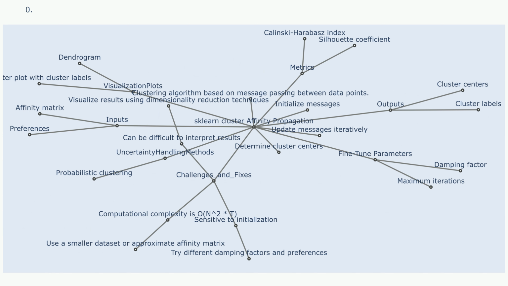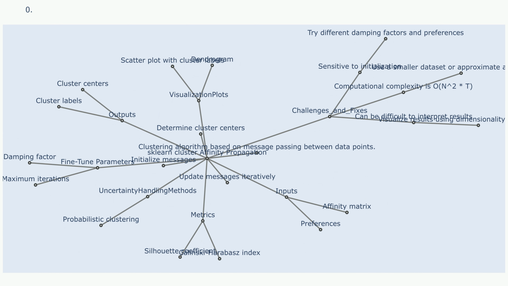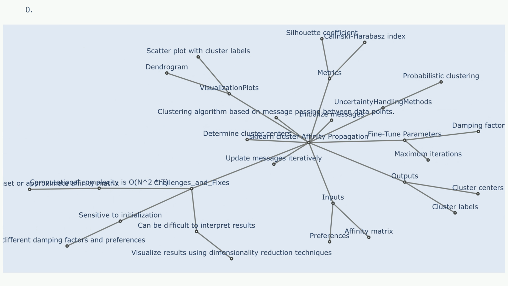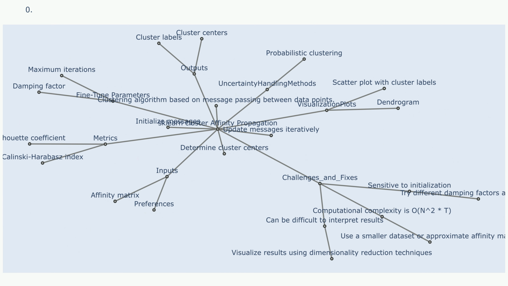Steps: initialize responsibilities and availabilities to 0. Iteratively update responsibilities and availabilities based on messages passed between data points. Determine cluster centers based on the final availabilities. Assign data points to clusters based on the cluster centers.